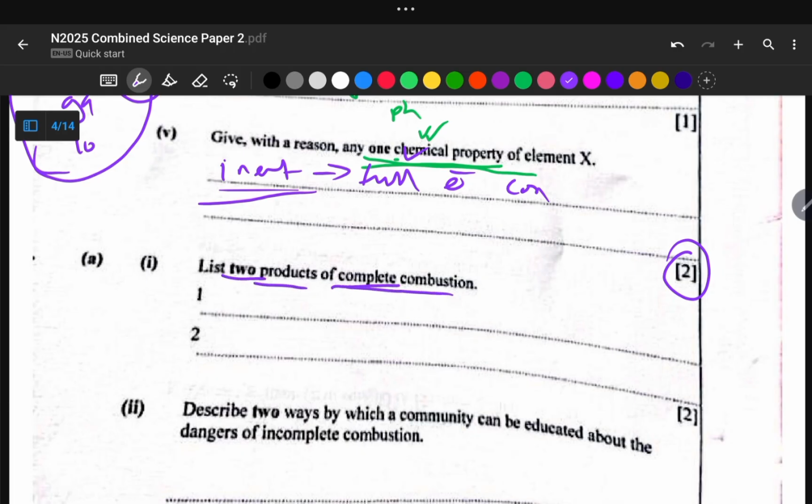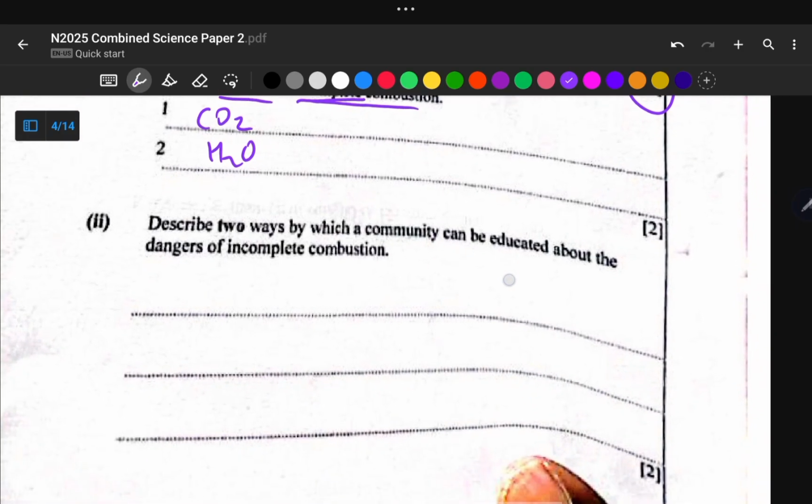And then the next part says state 2 products of complete combustion. So we are going to have carbon dioxide and water. These are the complete combustion products of hydrocarbons. A hydrocarbon is defined as an organic compound which contains only hydrogen and carbon, right?